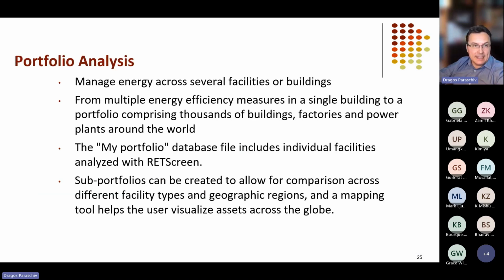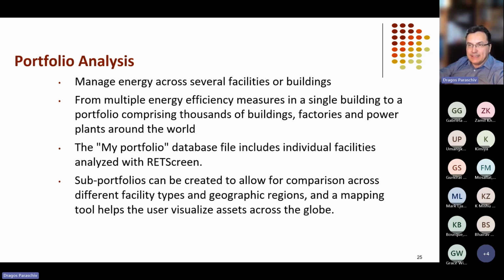So with the portfolio analysis, we can combine various facilities geographically spread apart by building type as well. We can analyze energy efficiency measures that were modeled by building. So we can have a comparison of window replacement in our grocery store in Ottawa versus window replacement in our grocery store in Toronto, and decide which one should be a higher priority. So we can do this type of analysis.